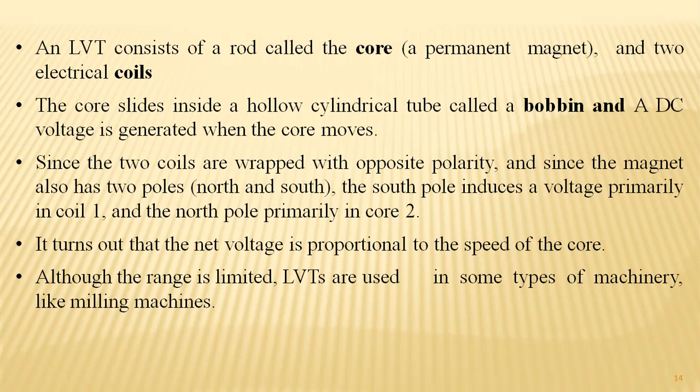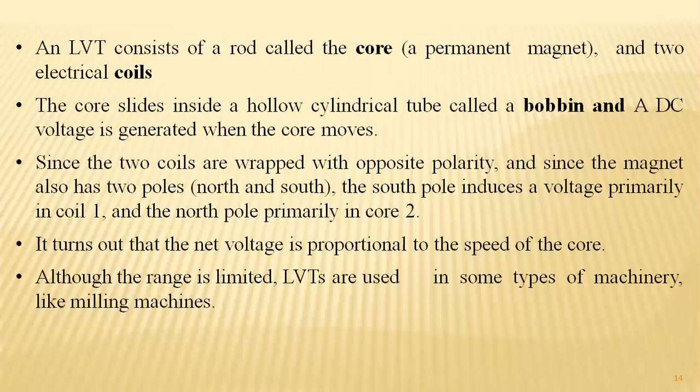When this core slides inside this hollow tube, which is called the bobbin, a direct voltage or direct current is generated when this core moves within that particular bobbin. Now, due to the slides, a DC voltage is generated by the movements of this particular core at a fixed position and in the permanent magnetic range.